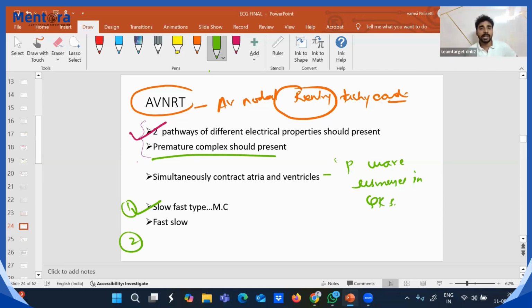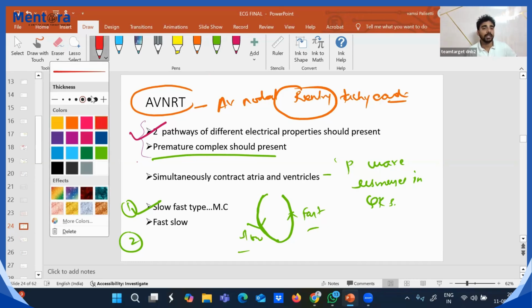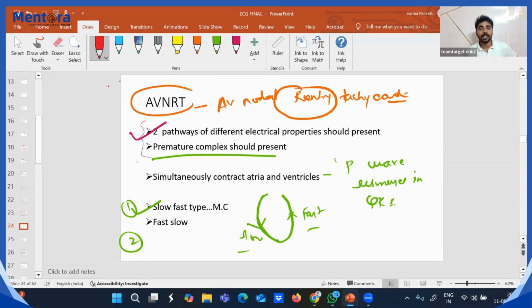Based on how the impulse is going from the atria to the ventricle. If the impulse is going from atria to ventricle using the slow pathway, that is called slow fast pathway. Here from the atria to ventricle it uses the slow pathway, and from the ventricle to atria it uses the fast pathway. This is the slow pathway, that is the fast pathway. That is called slow fast type. Right? And the reverse is fast slow type. For example, if the impulse reaches from atria to ventricle using the fast pathway and from ventricle to atria using the slow pathway, that is called fast slow pathway.